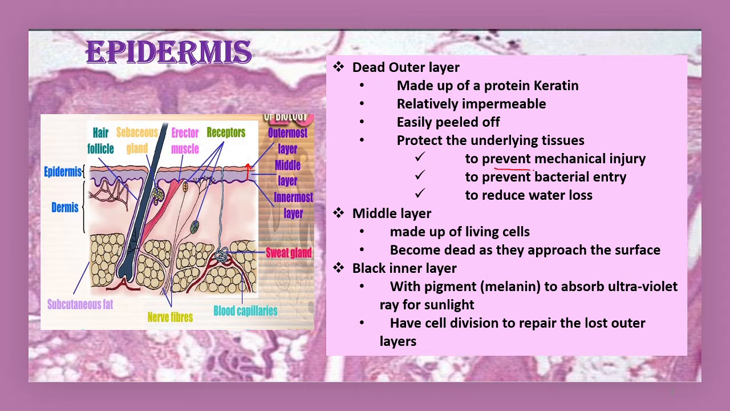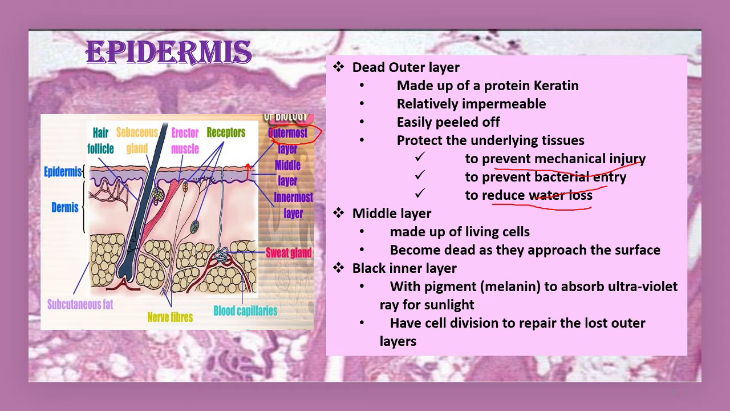It protects our body from mechanical injury. It prevents bacterial entry, and it reduces water loss. So that is what the outermost layer of epidermis is actually doing. This is the outermost layer. It is preventing mechanical injury, preventing bacterial entry, and reducing water loss.